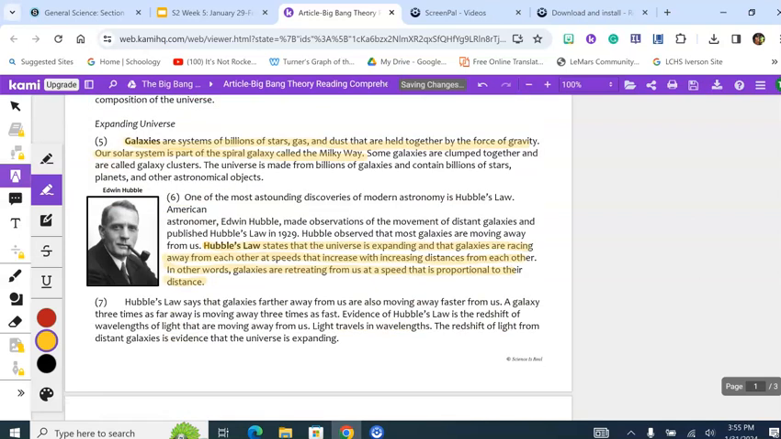Paragraph number 7. Hubble's law says that galaxies farther away from us are also moving away faster from us. A galaxy 3 times as far away is moving at 3 times as fast.